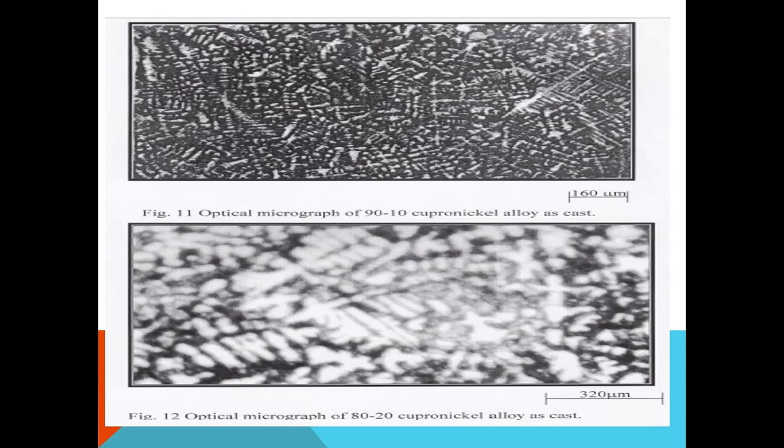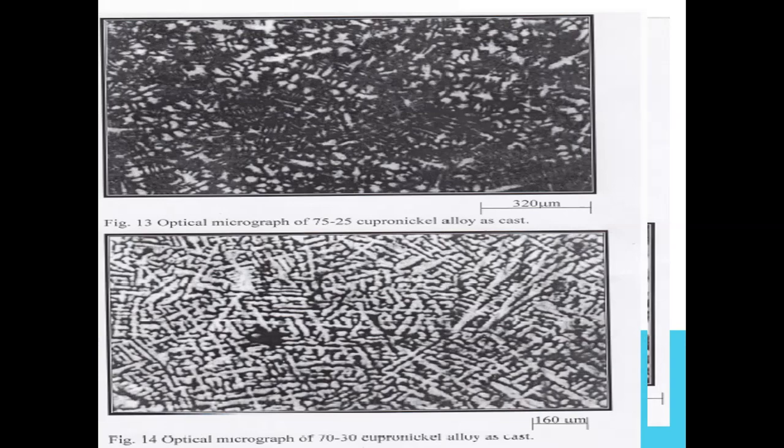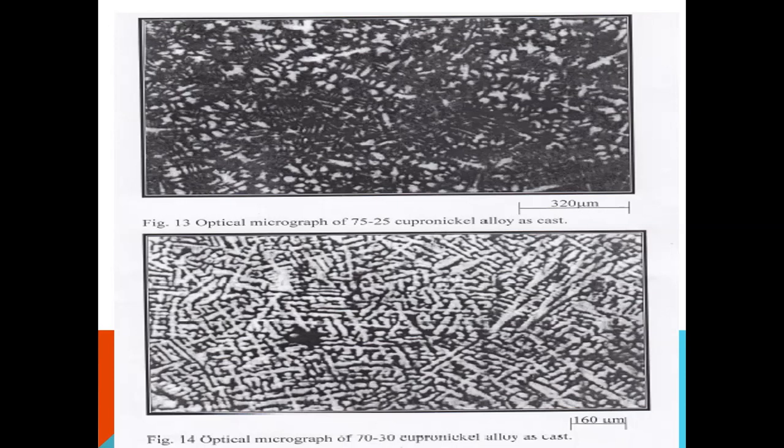Optical micrograph of 90-10 copper-nickel alloy as cast. It can be noticed that the dendritic structure. And optical micrograph in figure 12 of 80-20 copper-nickel alloy as cast. Optical micrograph of 75-25 copper-nickel alloy as cast, and figure 14 optical micrograph of 70-30 copper-nickel alloy as cast.